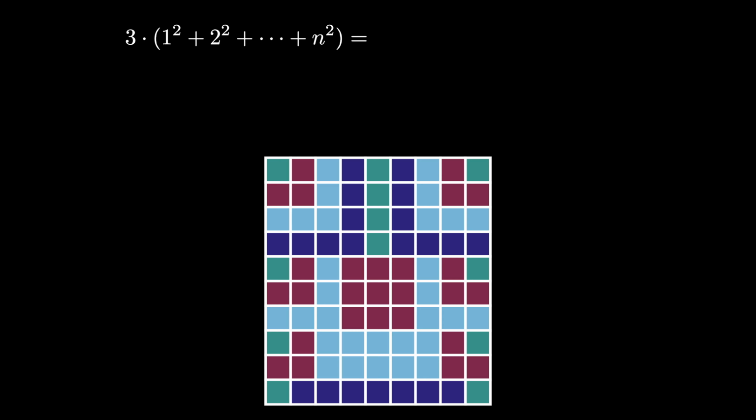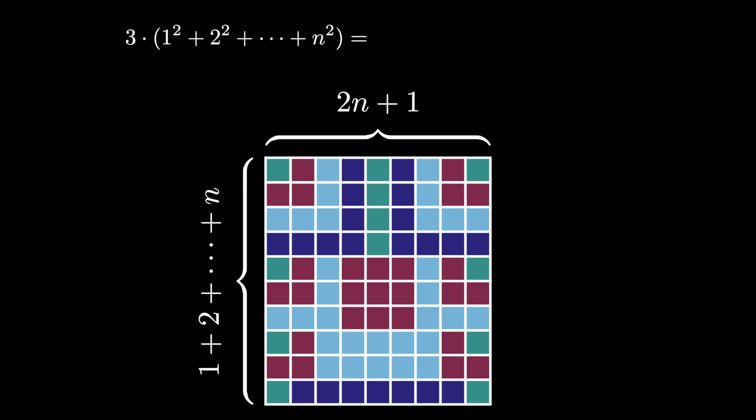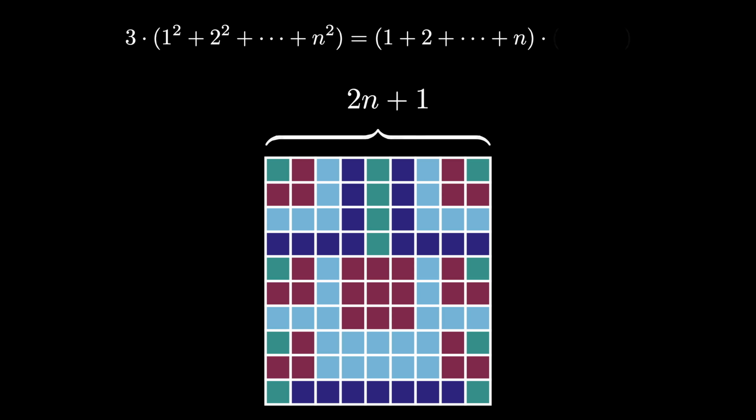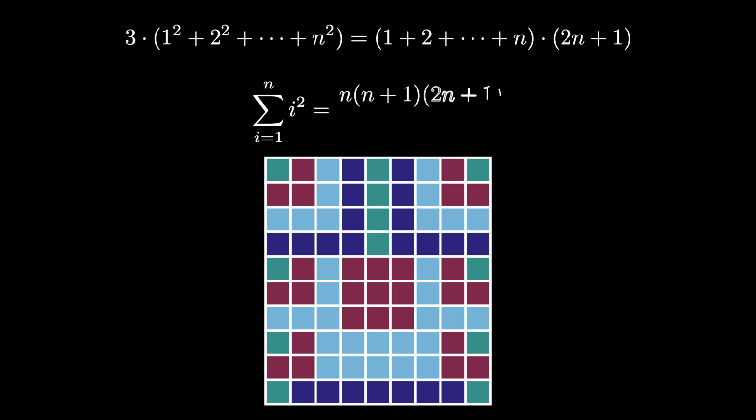This rectangle has a width given by 2n plus 1 and a length given by the sum of the first n positive integers. This means that 3 times the sum of the first n squares is equal to the sum of the first n positive integers times 2n plus 1. Using the well-known formula for the sum of the first n positive integers, we see that the sum of the first n positive squares is equal to n times n plus 1 times 2n plus 1 divided by 6.